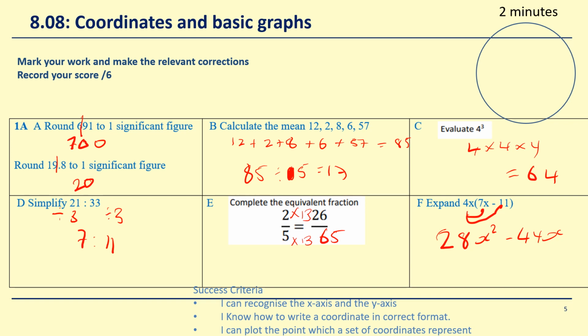Okay, so check your work, make sure you give yourself a score out of 6. So when you're sending your teacher an email about how well you've done, you put your score out of 6 in there, and make sure you do your corrections.